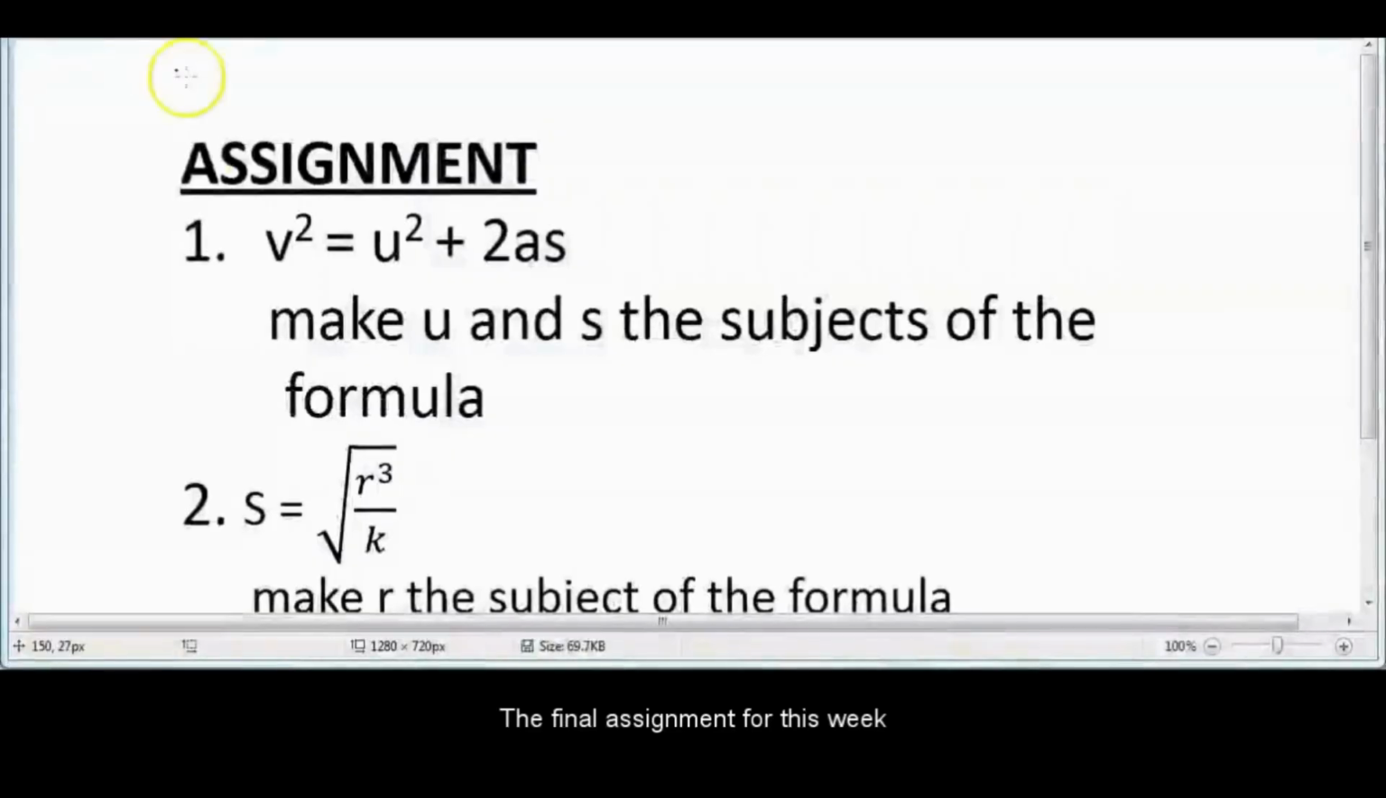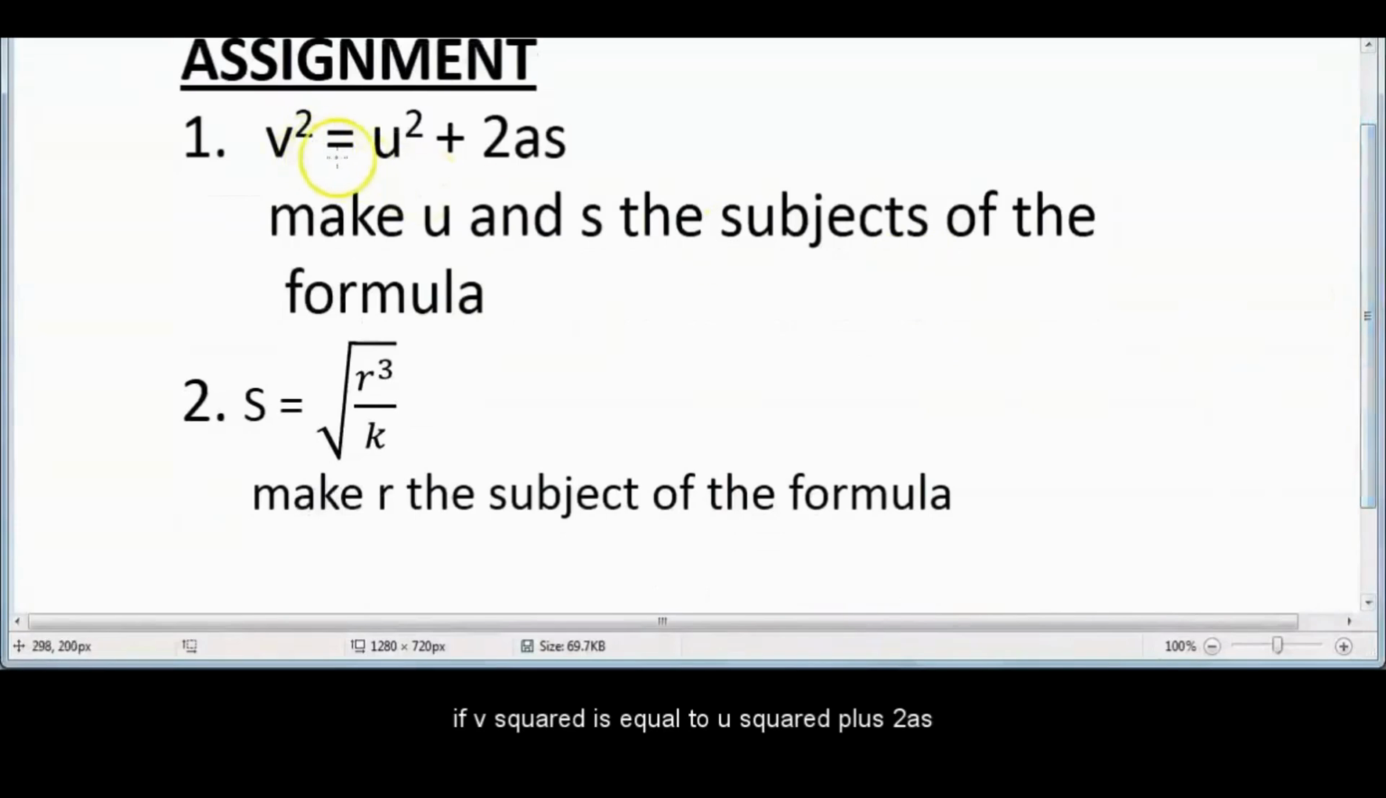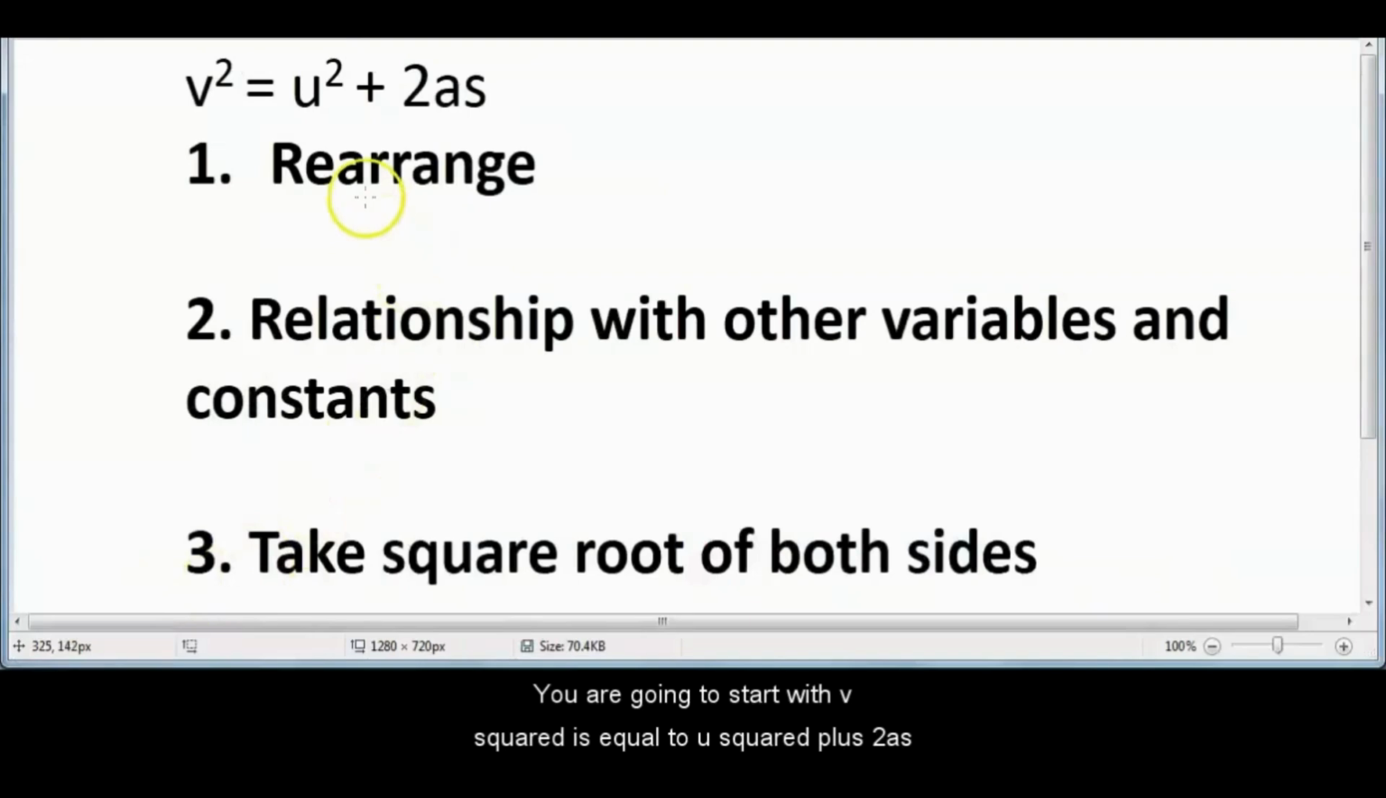Final assignment for this week. If v square equals u square plus 2as, make u and s the subjects of the formula. If s equals the square root of r cubed over k, make r the subject of the formula. So we're going to start with v square equals u square plus 2as.